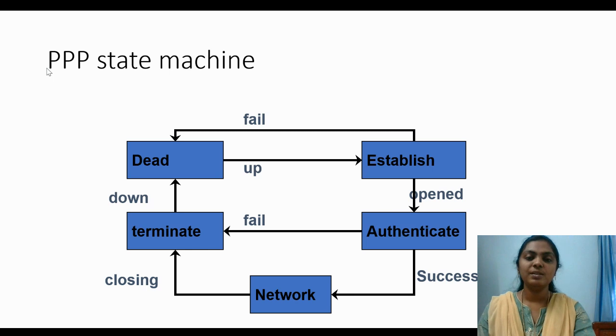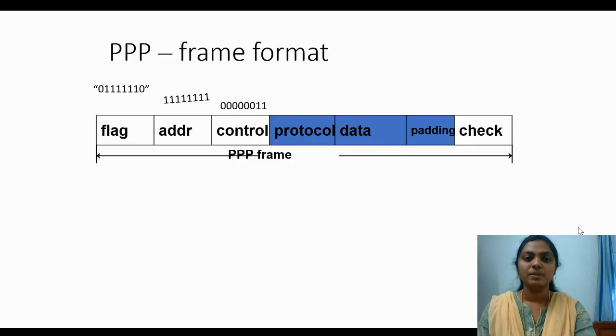So that is about the PPP state mission. And then coming to the PPP frame format. This picture tells about the frame format that includes flag, address, control field, protocol, data, padding, and check.